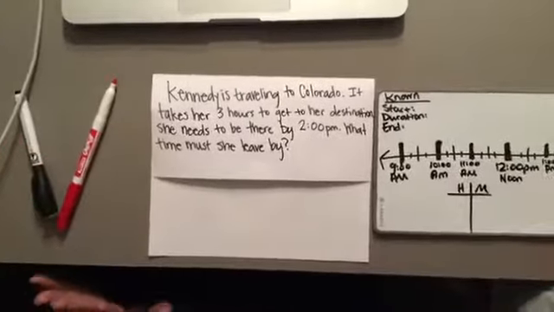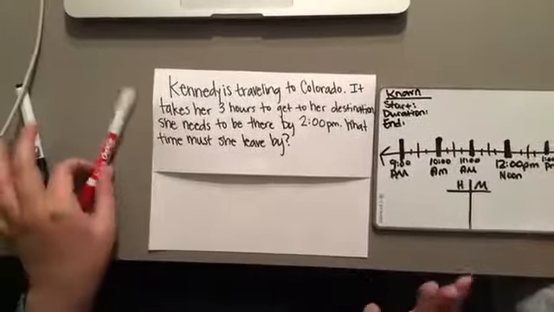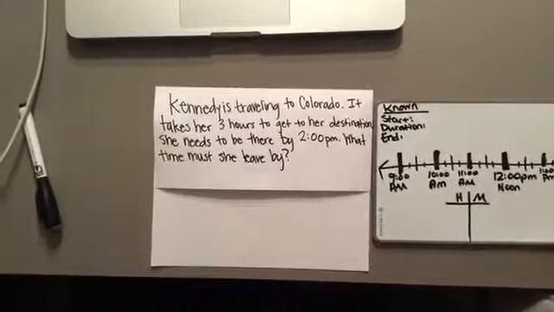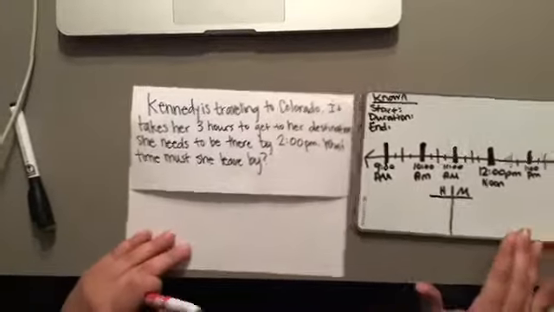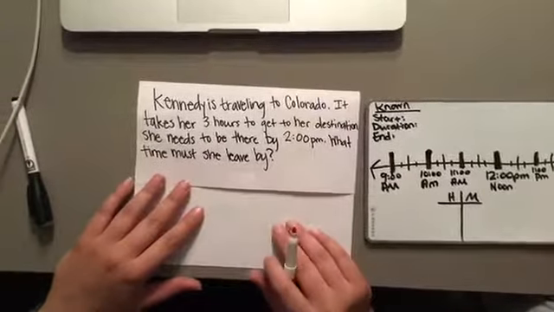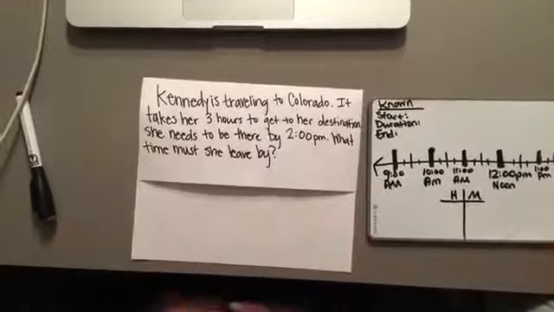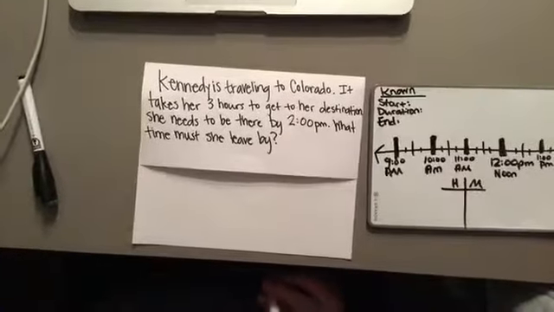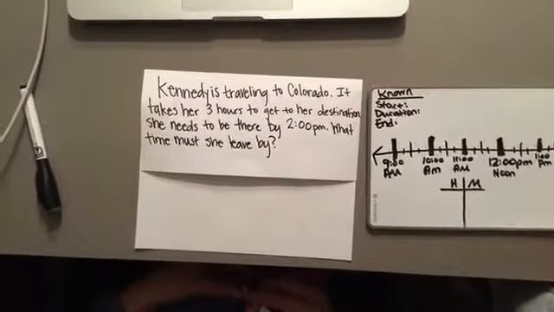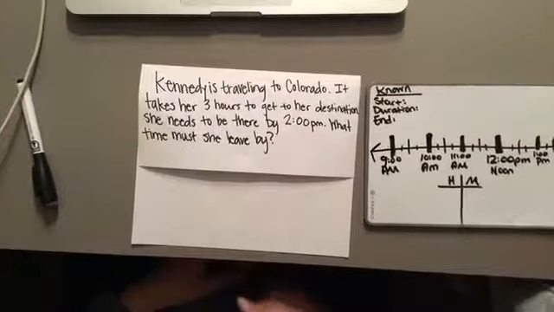Today we're going to be talking about elapsed time, and we're going to represent it through length on a number line, also a timeline. So here's a question that we're going to use to talk about this. Kennedy is traveling to Colorado. It takes her 3 hours to get to her destination. She needs to be there by 2 p.m. What time must she leave by?